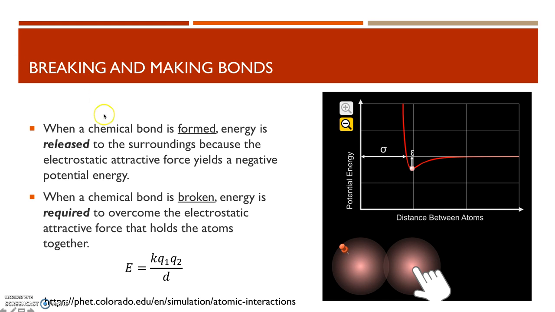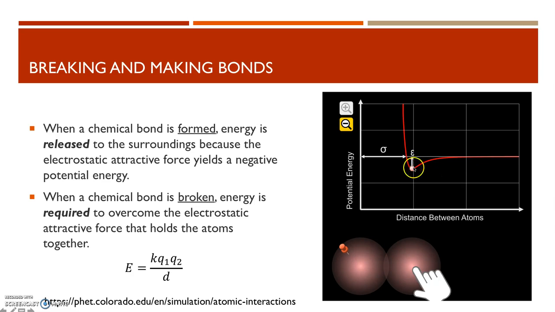When a chemical bond is formed, energy is released to the surroundings because the electrostatic attractive force yields a negative potential energy. Some of you saw this in class, in this simulation where you move the atoms relative to each other. At long distances, that electrostatic interaction is minimal. As you get closer, that electrostatic interaction increases, but it's an attractive force, so you increase the magnitude of that force, but it becomes negative, because they're attracted to each other.